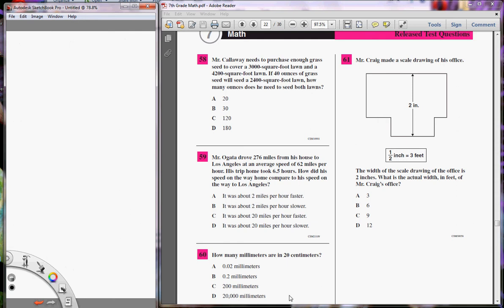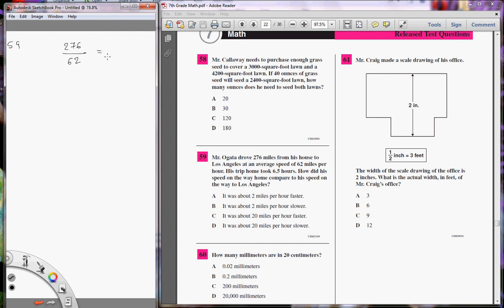Now let's go over question number 59. Mr. Ogata drove 276 miles from his house to Los Angeles at an average speed of 62 miles per hour. His trip back home took 6.5 hours. How did his speed on the way home compare to his speed on the way to Los Angeles? Let me write down the question. Total 276 miles, and he drove at 62 miles per hour.